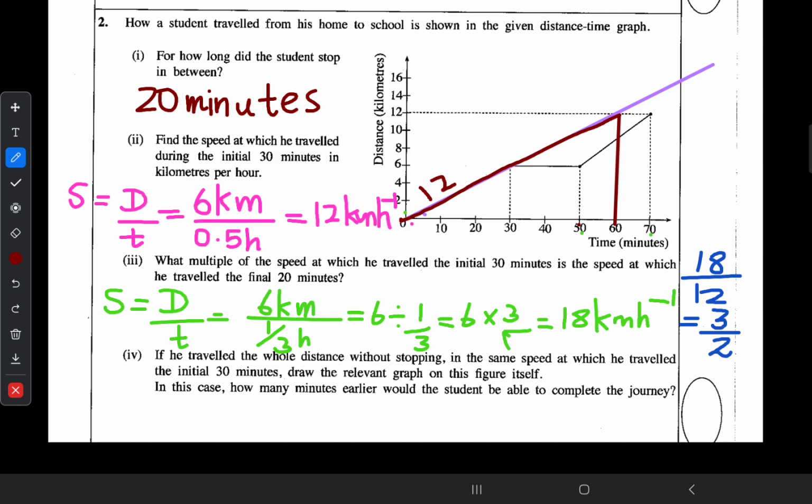Now the question: in this case, how many minutes earlier would the student be able to complete the journey? Initially, according to the graph, she took 70 minutes, but when she traveled using a uniform speed, she will reach within 60 minutes. So she will reach 10 minutes earlier than previous. This is the way you should answer the question.